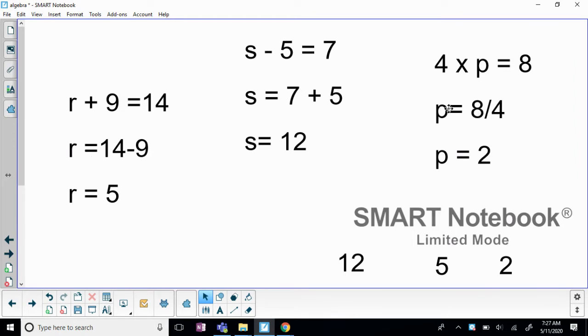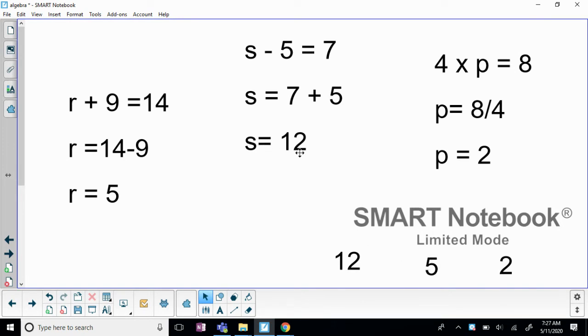The second step is new. So just to show you how it balances out, when we do get these final answers, if we go back to the original question, so this says r equals 5. Well, if I take the 5 and we test that, yeah, 5 plus 9 does equal 14.